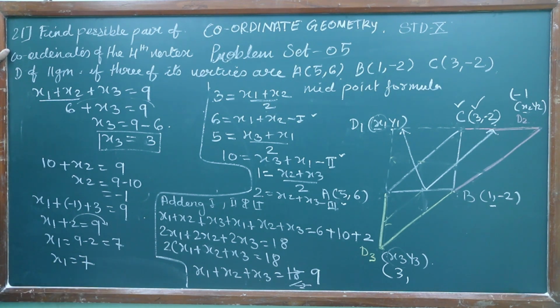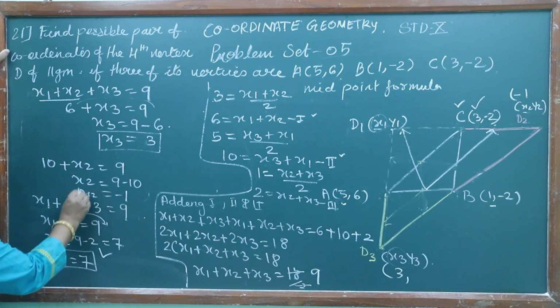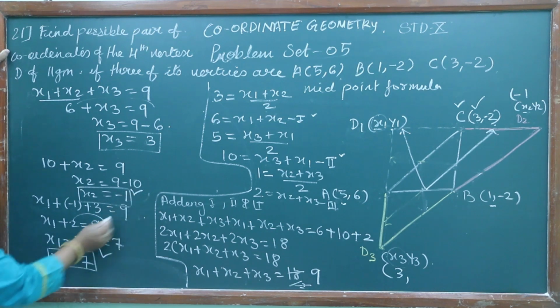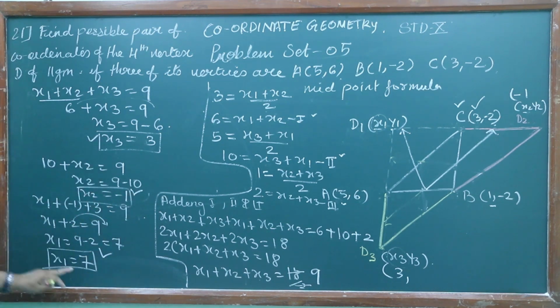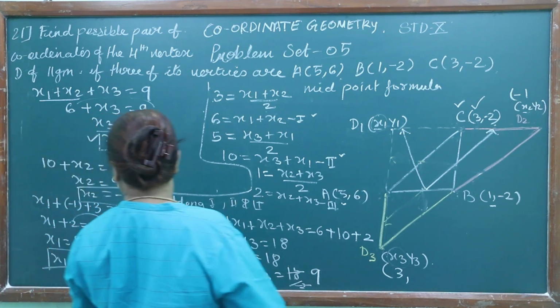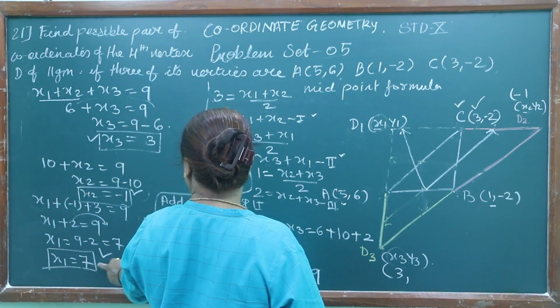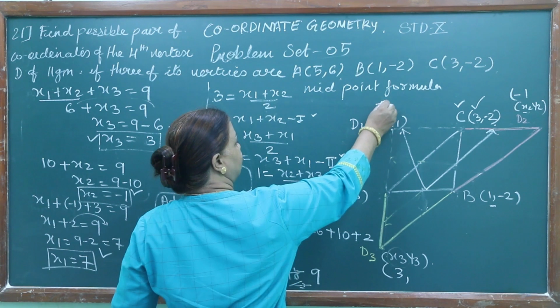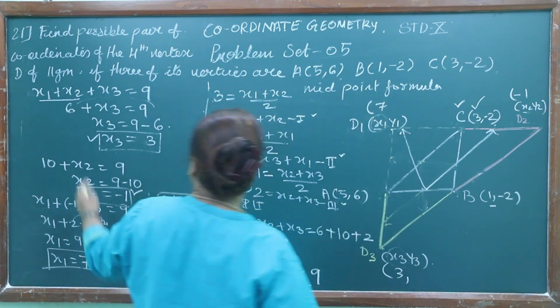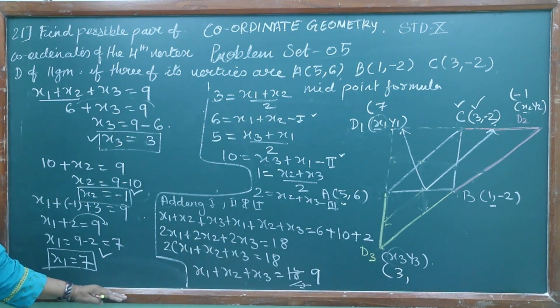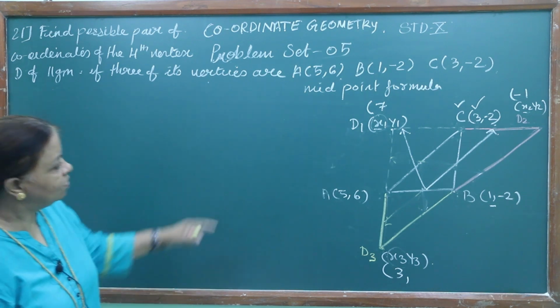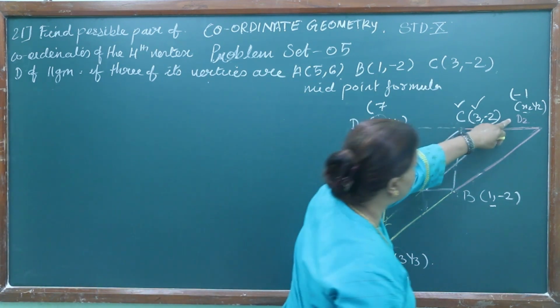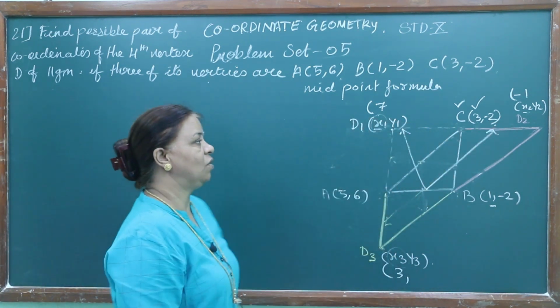So we got all the coordinates, children. X1, then x2 and x3. See, x1, x2 and x3. So here is x1, x1 is 7. So let me write it here. Now in the same way we will be finding the y coordinate. Children, we have got x coordinate of all 3 points. Now let us go for y coordinate.